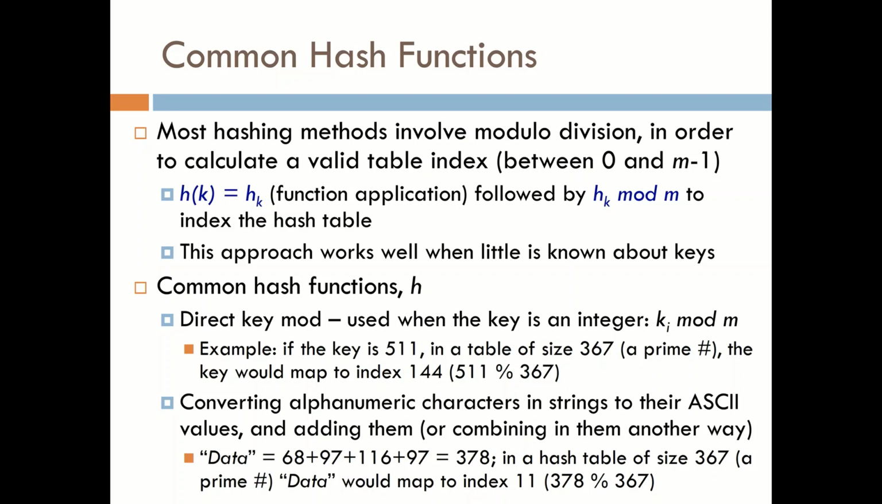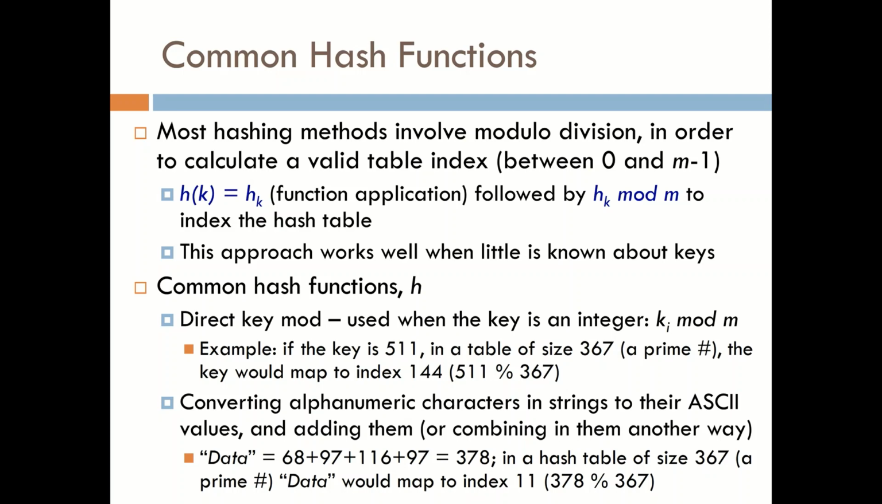So what we'll do is, if our key is an integer, we're just going to take that key value directly and mod it by the table size. As an example, if we're trying to store the value 511 and we have a storage table of size 367, which is a large prime number, then we would map that particular value to index location 144 in the table.